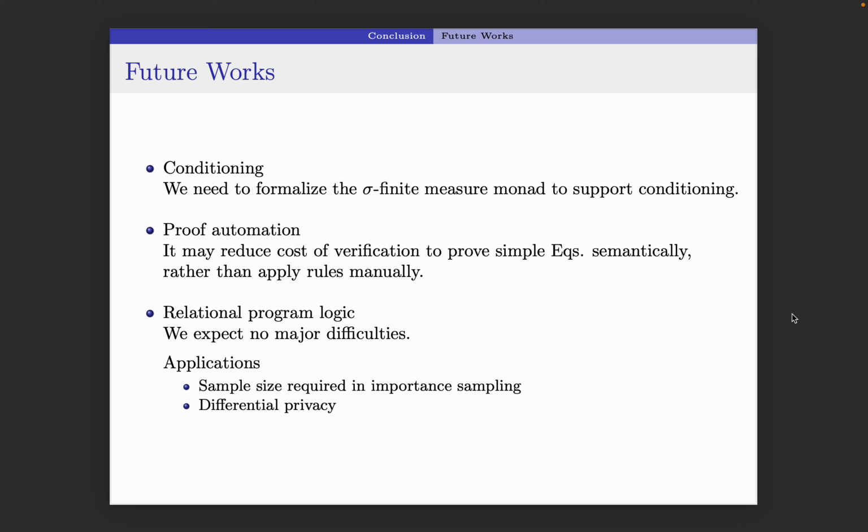The third extension is relational program logic. We have not implemented relational program logic, but we expect no major difficulties. There are some applications of relational program logic. For example, we can verify the sample size required in importance sampling. And the relational logic will be applied to differential privacy. That's all.